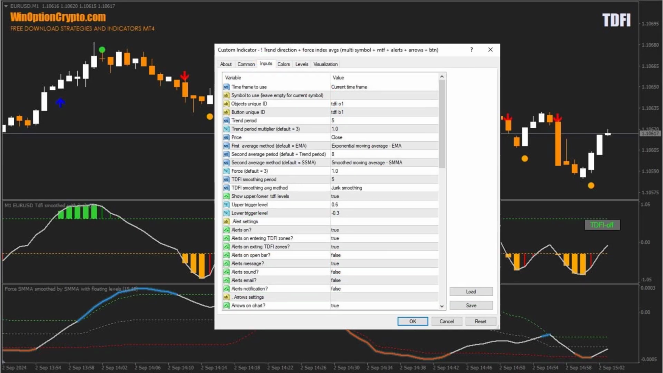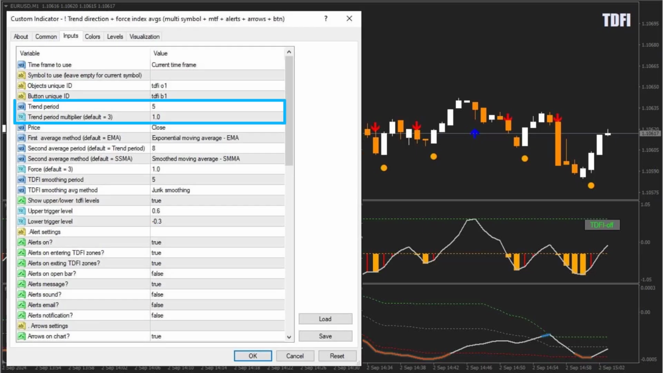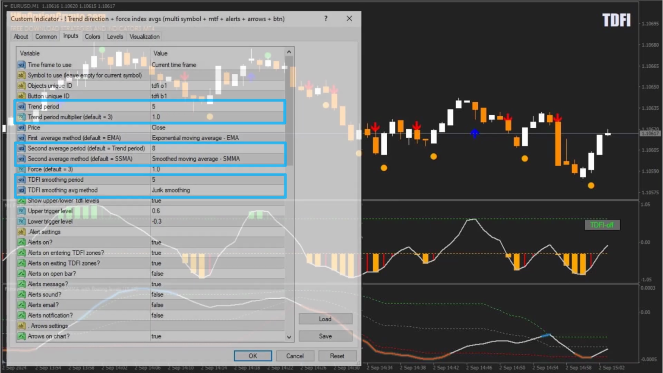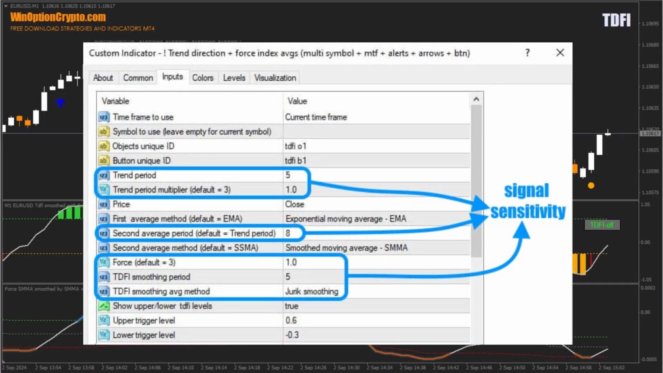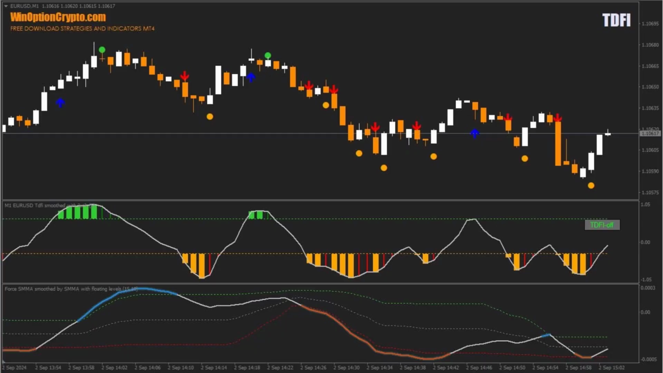The signals themselves depend on the parameters: trend period multiplier, second average method, TDFI smoothing period, TDFI smoothing average method. You see them on the screen. By going through these settings, you can select the optimal combination for a specific asset. To make it easier for you to restore all the parameters of the indicators used in our video review, use the template with all the saved settings from the download archive. Please note that you should not rename the indicators of this strategy, otherwise they will simply stop working.